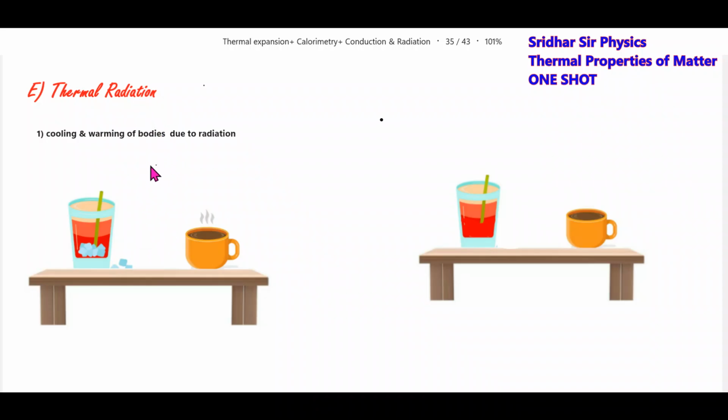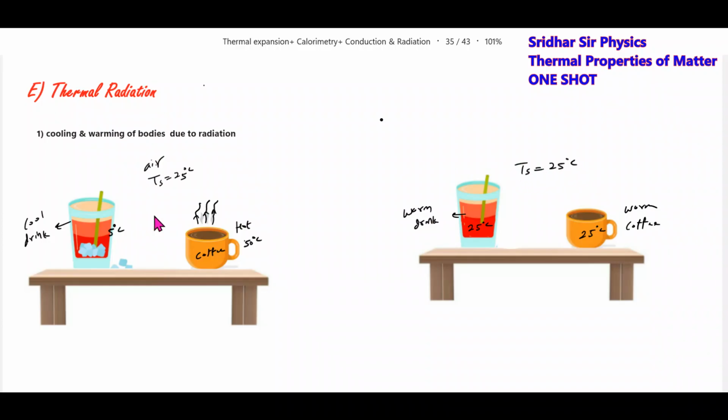Now this is the air, the surrounding temperature of the air, let it be 20 or 25 degrees Celsius. This is a cool drink, this is a hot coffee. Say the temperature of the cool drink is 5 degrees Celsius and that of the coffee is 50 degrees Celsius. How will the coffee cool down, and how will the cool drink warm up? Finally, the temperature of the drink will become 25 degrees, and the temperature of the coffee will also be 25 degrees Celsius. Now this will become a warm drink, and this will become warm coffee. Temperature of surrounding is 25 degrees Celsius.